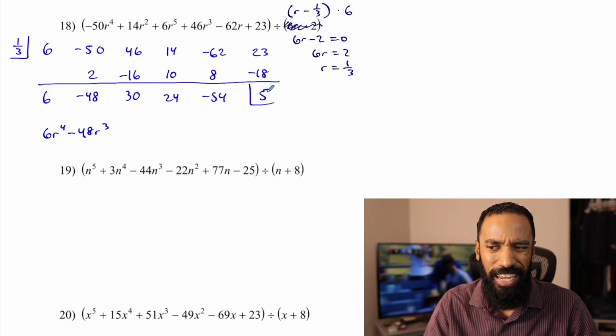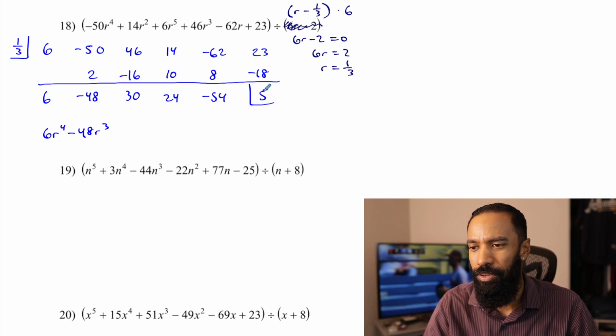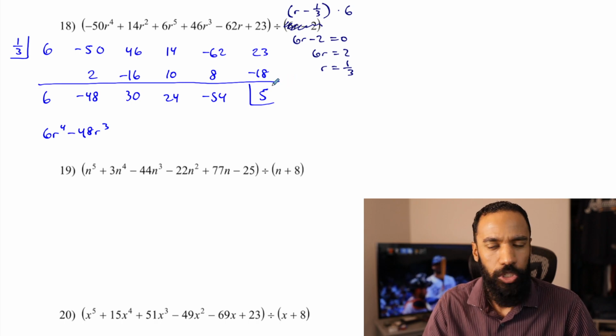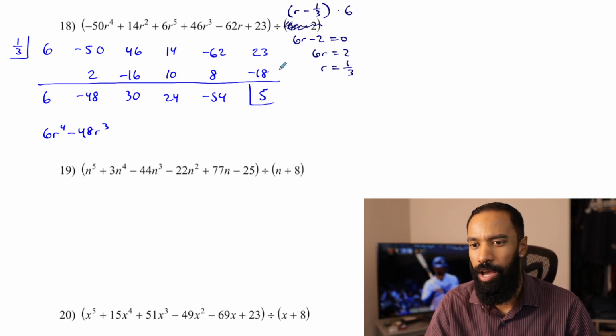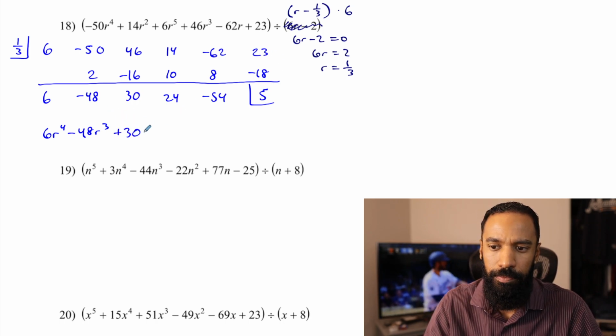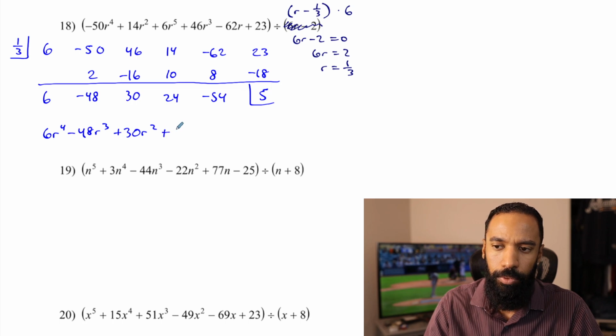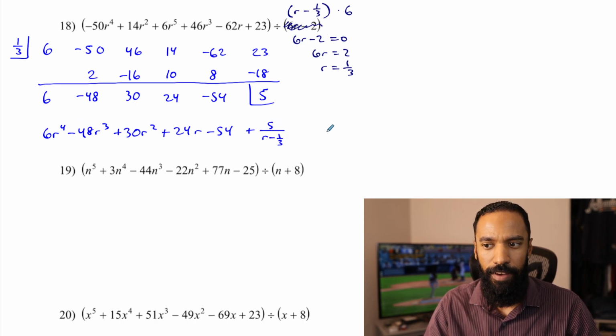But it's this thing that I got to think about even how this remainder works suddenly. I'm kind of a little iffy on it. I'm going to double, triple check on what that should look like. Maybe it's 6 times larger on top and bottom. I often don't use synthetic division for these. Plus 30r squared plus 24r minus 54 plus 5 all over r minus 1/3. And all of this is being divided by 6.